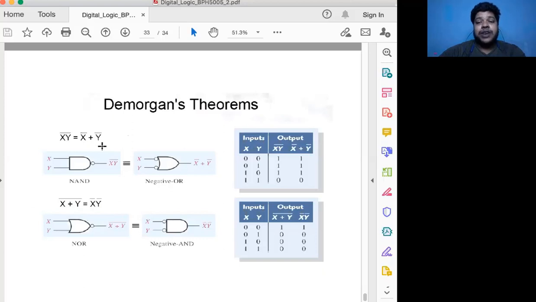We have understood it, and we verified it using a table, और उसका लॉजिक सर्किट बताया और उसका अलजेब्रिक स्टेटमेंट बताया। So I think this De Morgan theorem you understand.